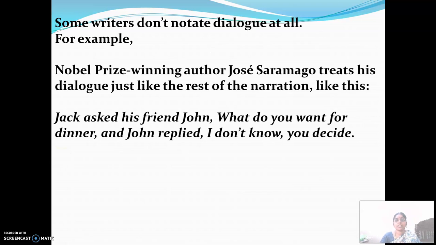Now, some writers don't notate dialogue at all. For example, see the Nobel Prize-winning author José Saramago treats his dialogue just like the rest of the narration. Right? He will not specify anything. He will not specify quotation. He will not specify an em dash. Just like that, he will go on with dialogues. Jack asked his friend John, what do you want for dinner? And John replied, I don't know, you decide. See, it is like a narration, like a paragraph, right? He's a Nobel Prize winner.